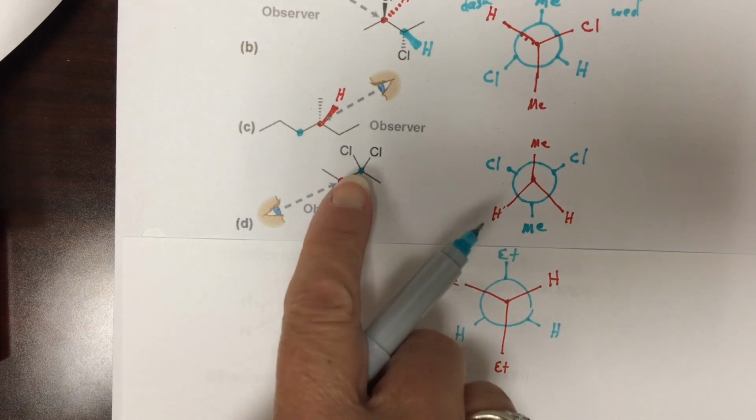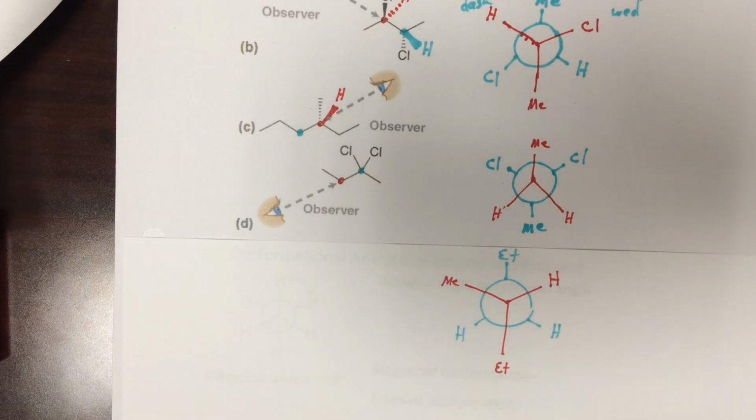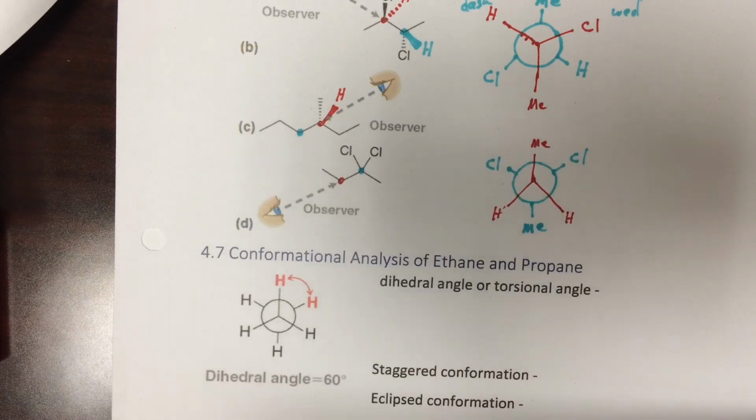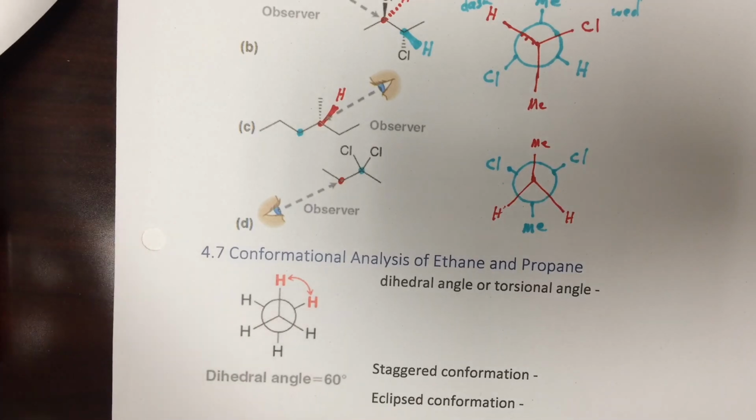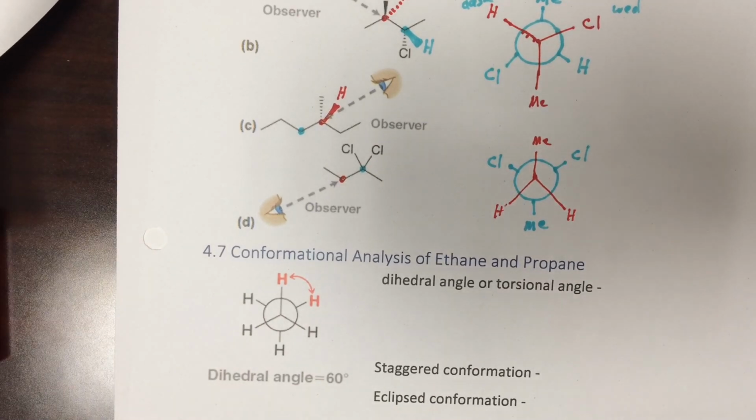Okay. And these are not wedged or dashed because it doesn't matter which side they're on, since there are two of them the same. It's not a one that matters. Okay, so let's look at the conformation of ethane and propane next time.